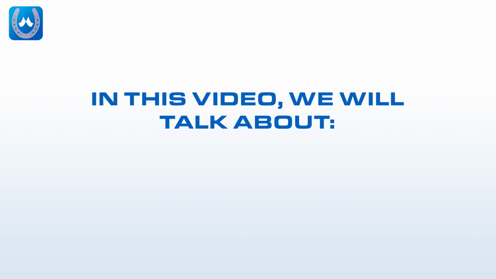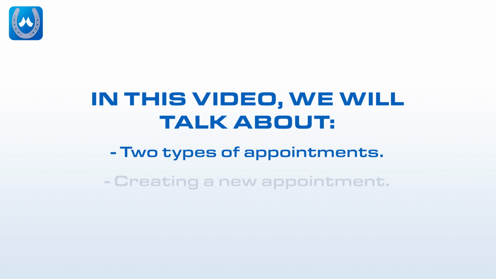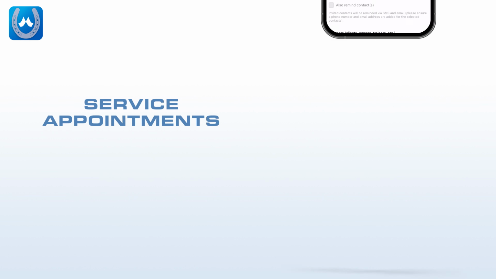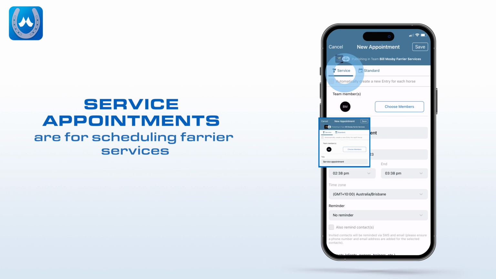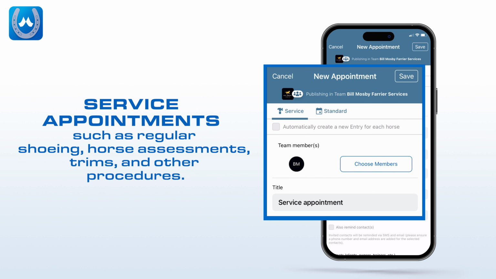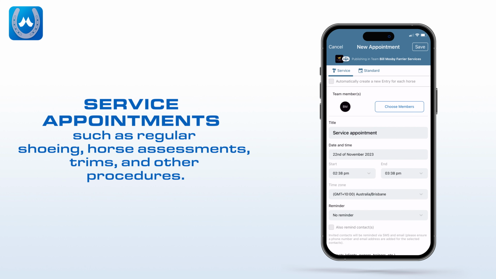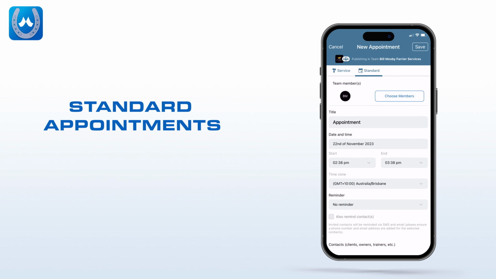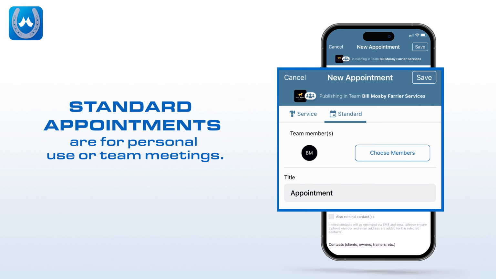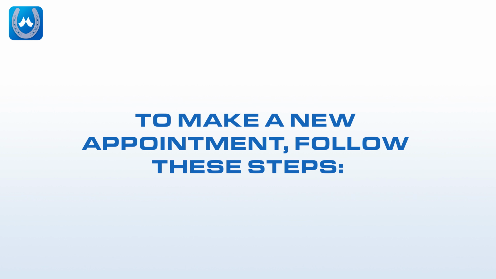In this video, we will talk about 2 types of appointments. Creating a new appointment. Service appointments are for scheduling Farrier services, such as regular shoeing, horse assessments, trims, and other procedures. Standard appointments are for personal use or team meetings. To make a new appointment, follow these steps.